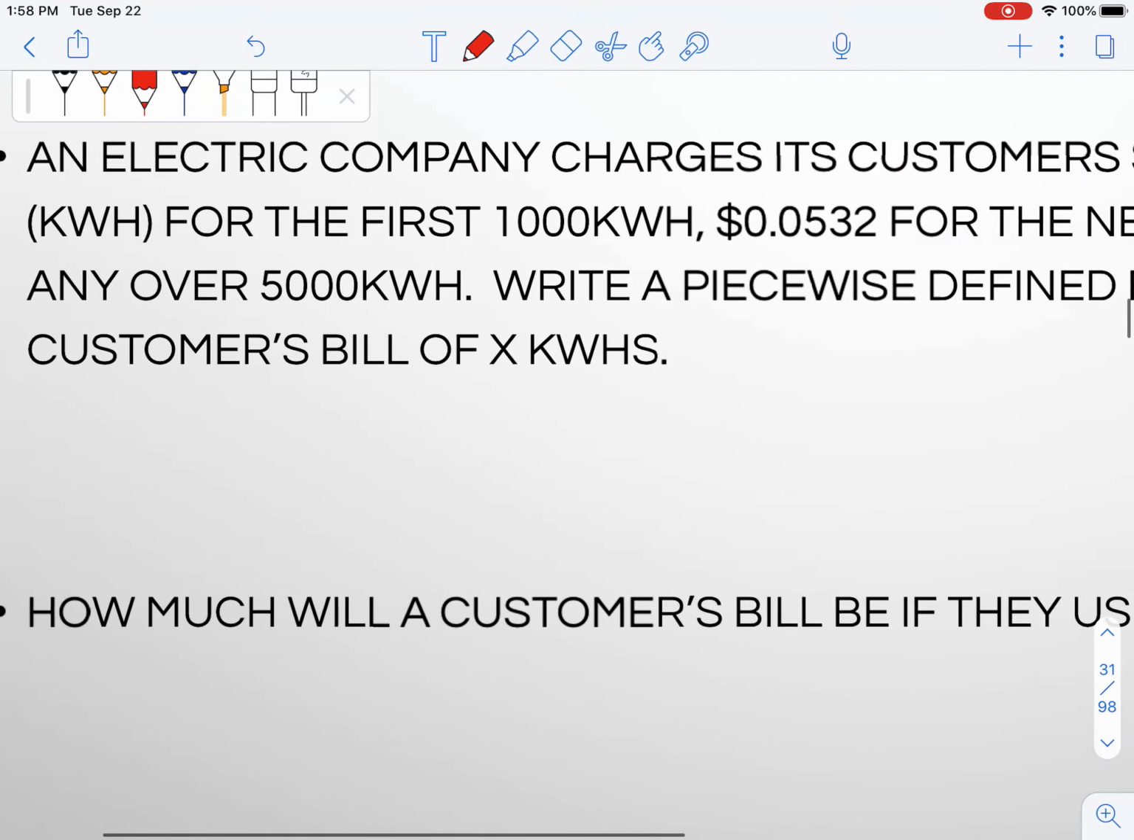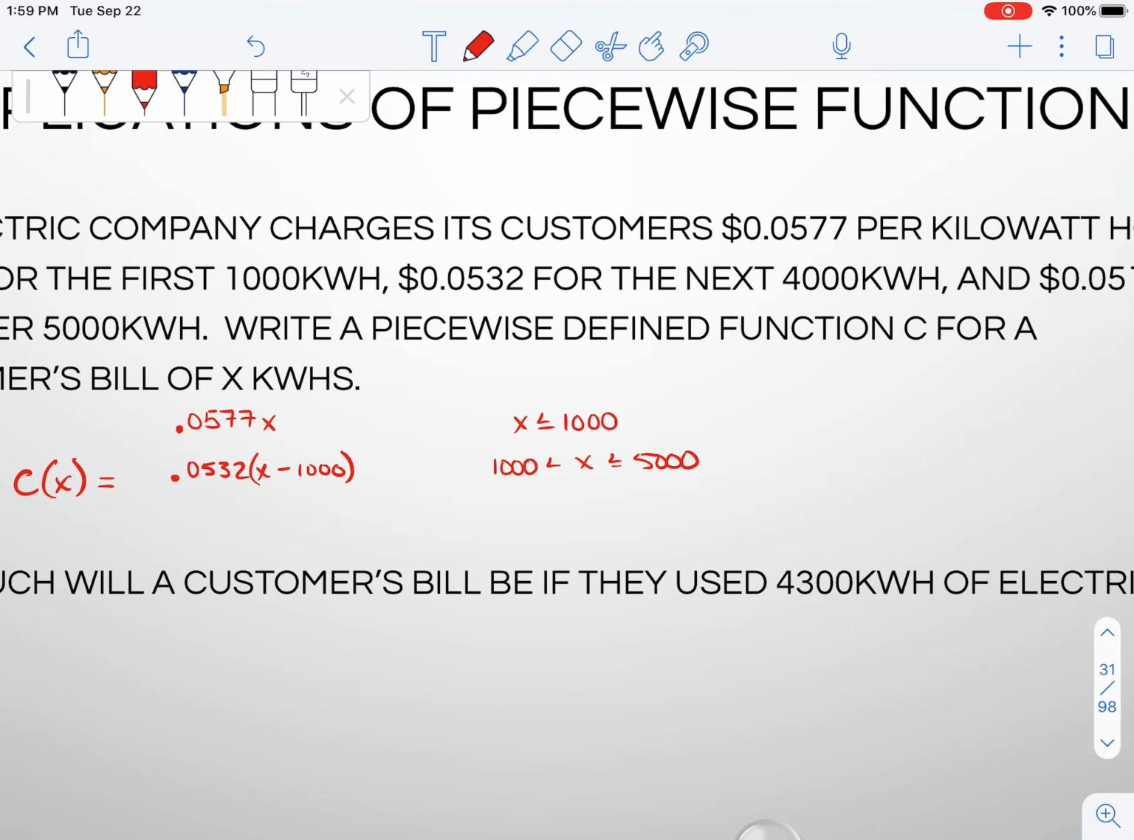So think about it this way. If I use 2,500 kilowatt hours of electricity, the first 1,000 is billed at 0.0577. Only the part that exceeded the 1,000, thus the 2,500 minus the 1,000 I've already paid for, so the 1,500, is going to be charged at the 0.0532 rate. So what I'm trying to do here, if I'm in this next interval, right, I want to figure out how much I paid at this new rate, right? So the new rate times my actual usage minus the amount I already paid for at the other rate.